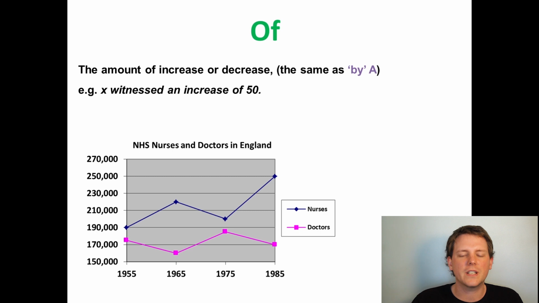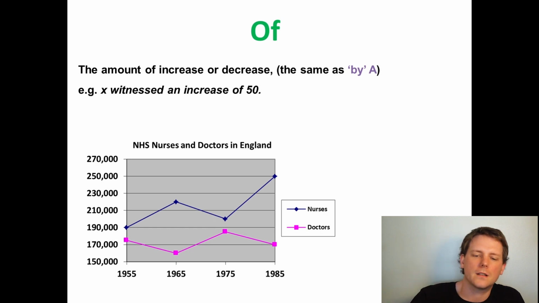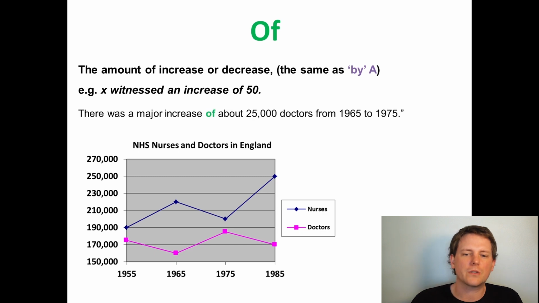"Of", the amount of increase or decrease. Sound familiar? Yes, it means the same as one of the uses of "by", but the grammar is quite different. X witnessed an increase of 50. So there was a major increase of about 25,000 doctors from 1965 to 1975. Let's have a look. 1965 doctors, about 160,000.